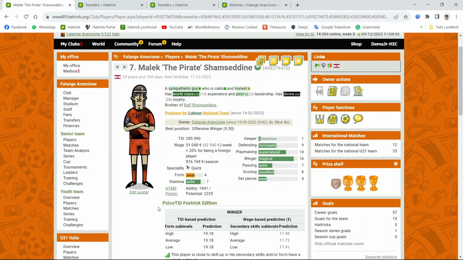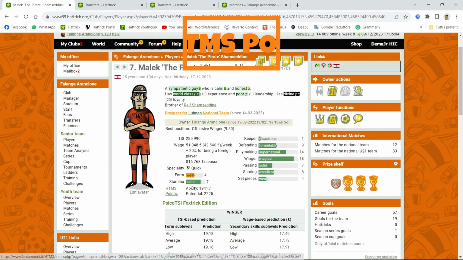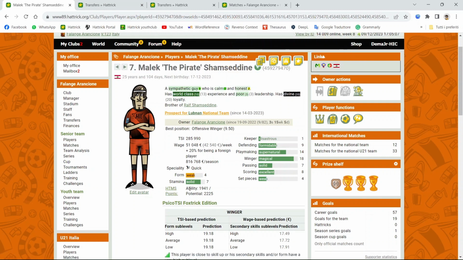The first feature that I really would like to mention is included in the player's page and are the HTMS points. What are they? We are speaking about two unique values that show us how strong a player is. The ability shows the current quality of the player considering his skills. Meanwhile, the potential shows the quality of the player in the long term. The higher this value is, the more time you will have to complete him until he is 28 years old.